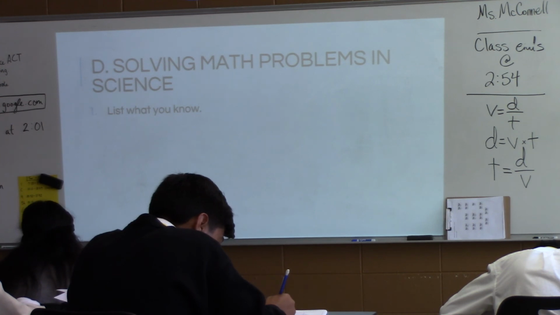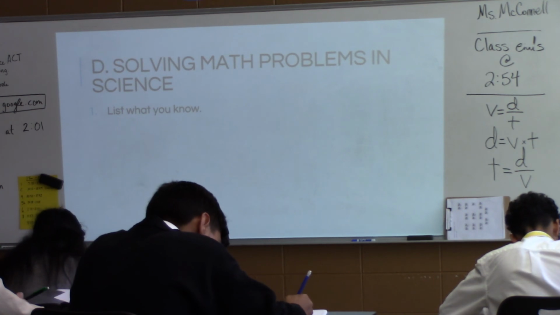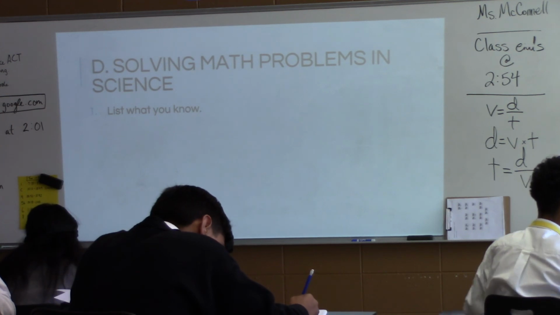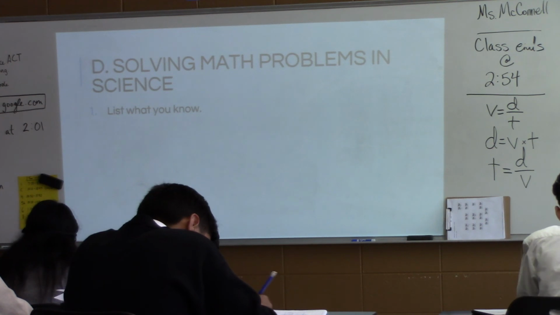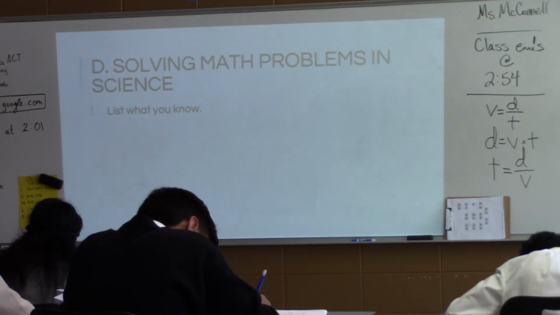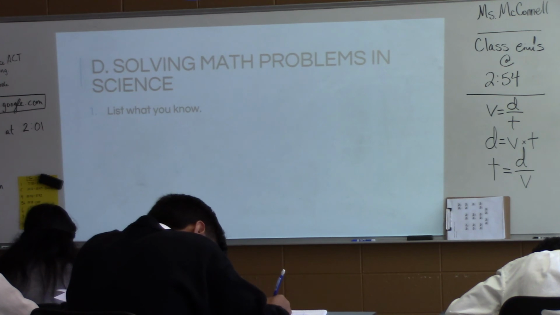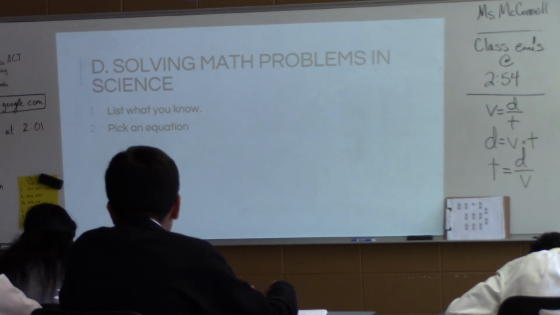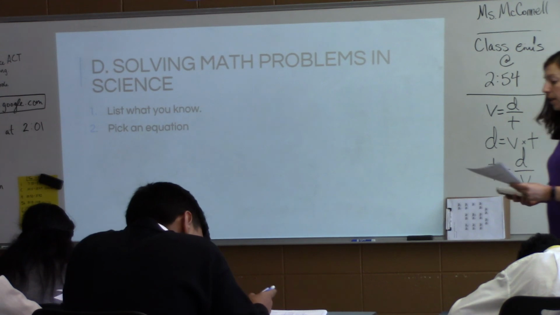And we're going to go through a sample problem to make sure that you understand what that means. So first, when you're solving a math problem in science, list what you know. Now, I will tell you that even as a college student, these were the steps that I did on much, much more complicated problems than we're going to go through today. So first, list what you know. Second, you need to pick an equation.